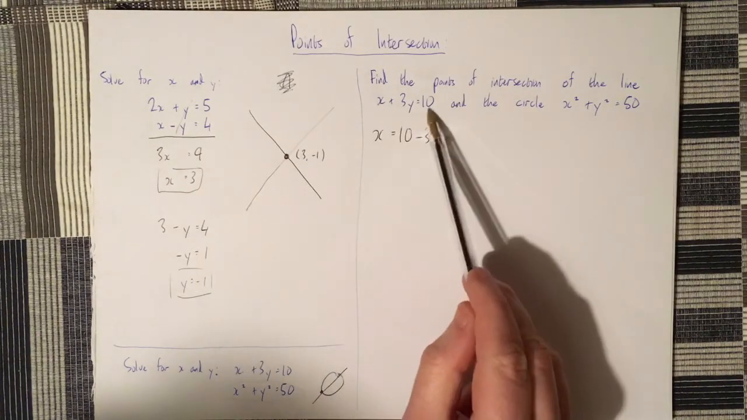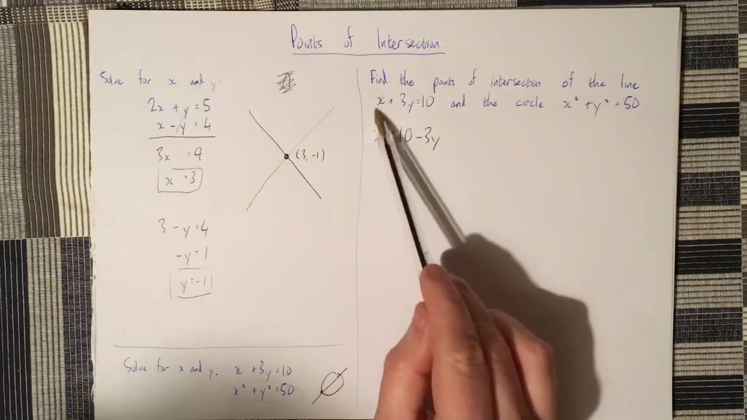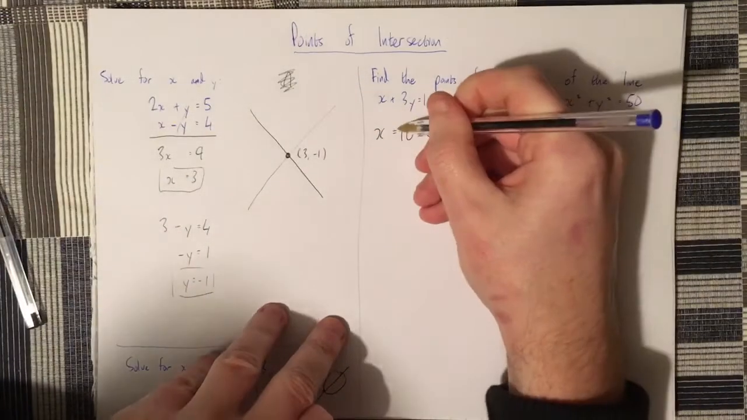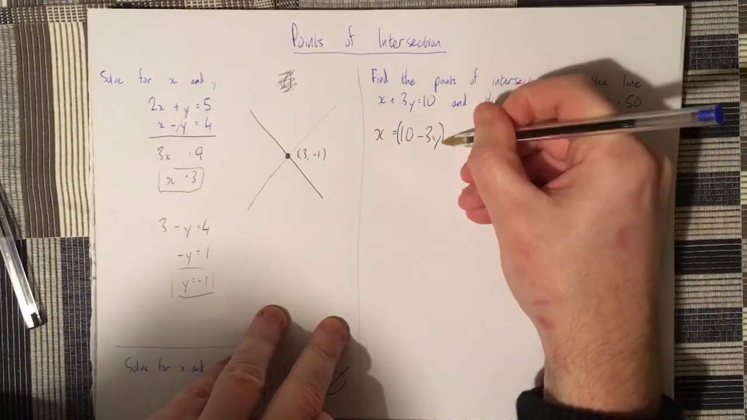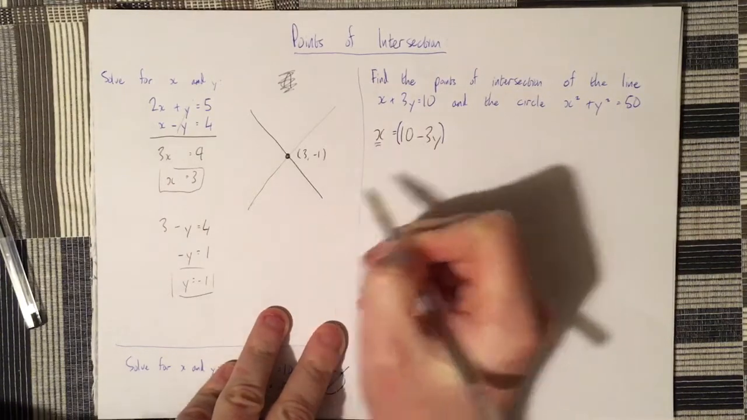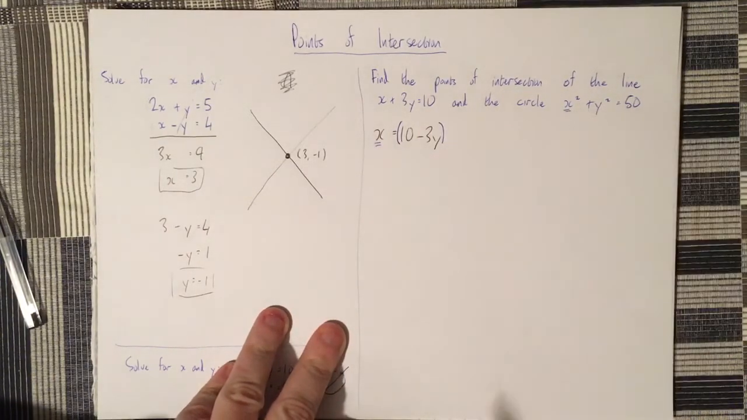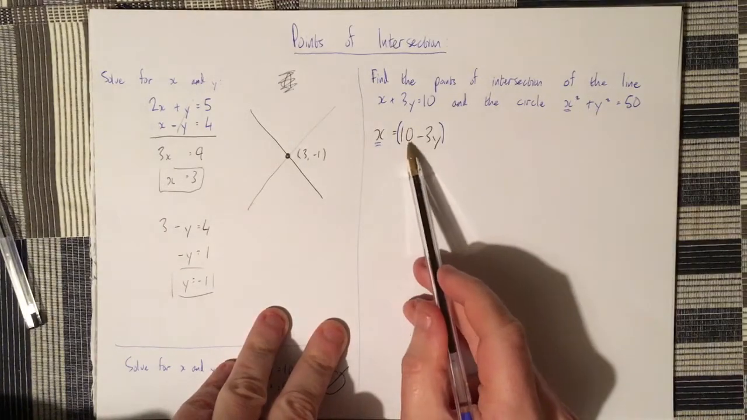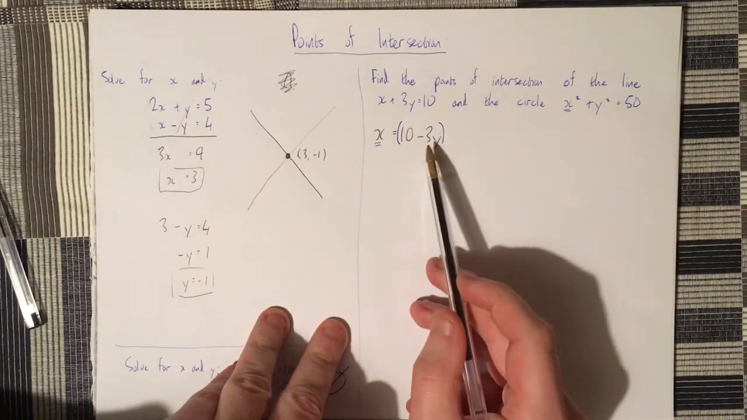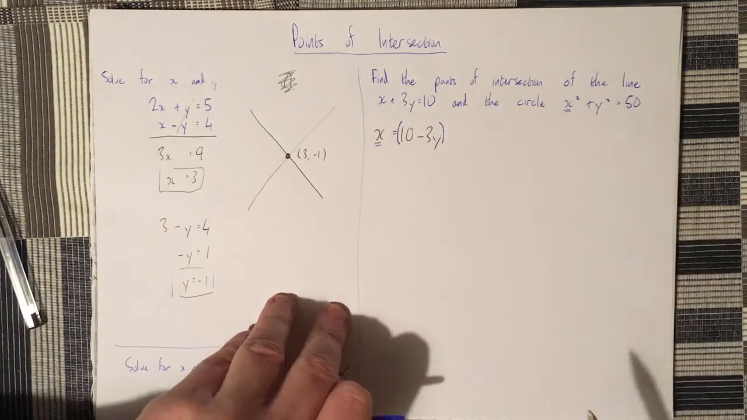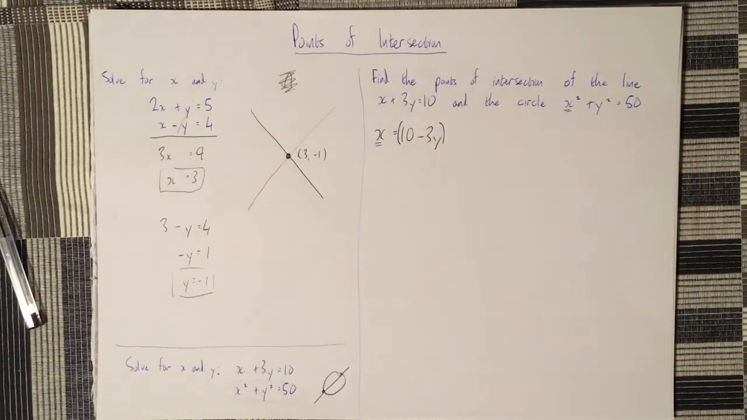Once you have got the x on its own in your line, what you are going to do is sub 10 minus 3y in for x in your circle. So instead of x squared, you're going to have 10 minus 3y squared. Then you'll just have y's here, you'll square it out, you'll get a quadratic, you'll solve for y.